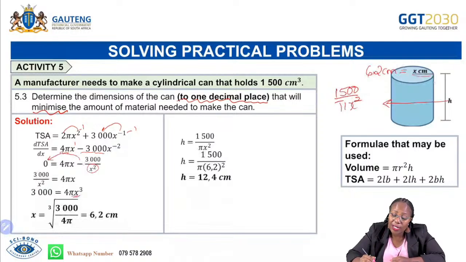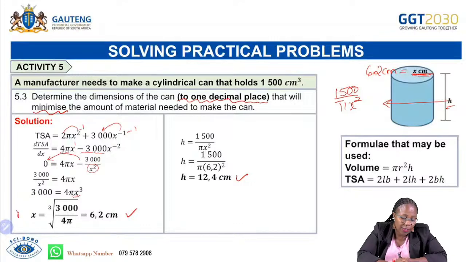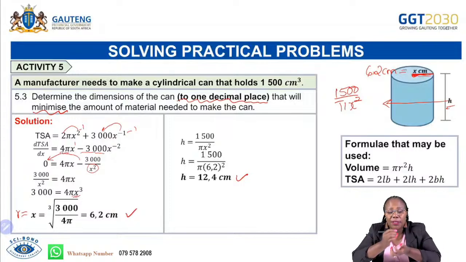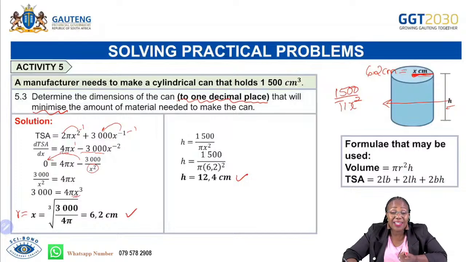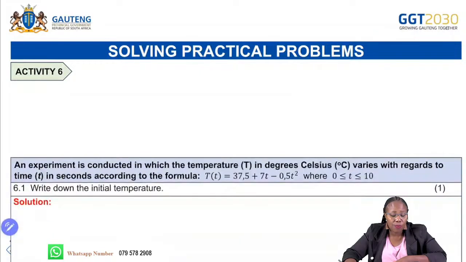So that means this container now, to minimize the material, you must make the height to be 12,4 and the radius of this to be 6,2. Remember, this x is the radius of that can. From center to the circumference, it must be 6,2 centimeters. That will minimize. You'll use less material to make that particular cylinder. Can you see, grade 12? This can assist you when you are in a factory where you have a material and then you need this calculation to assist you in terms of checking the minimum material that you may need.